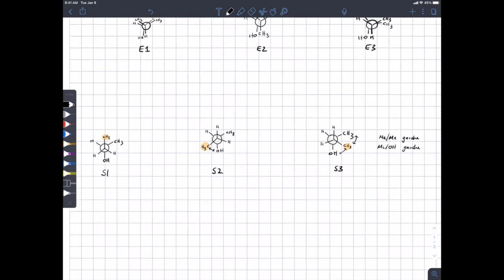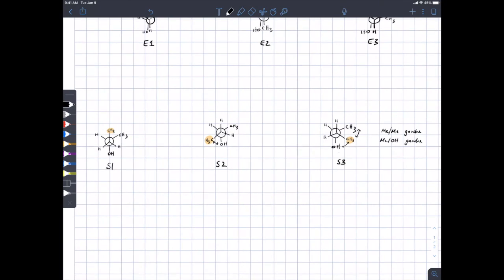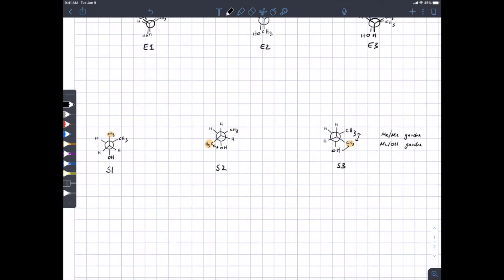So what about staggered 1 versus staggered 2? In staggered 1, we have the 2 methyl groups gauche to each other. In staggered 2, we have a methyl group gauche to a hydroxyl group. I guess if we want to be complete, we could say that methyl and hydroxy are anti to each other in staggered 1, whereas methyl and methyl are anti to each other in staggered 2. Any other differences you see?